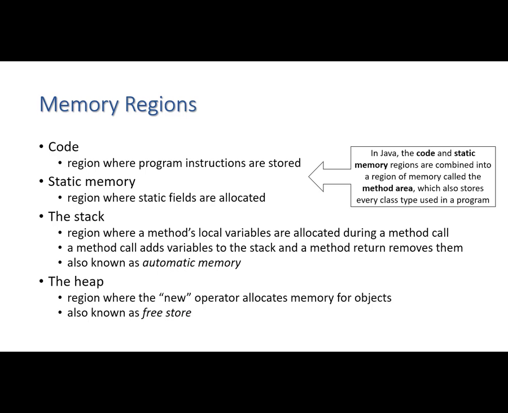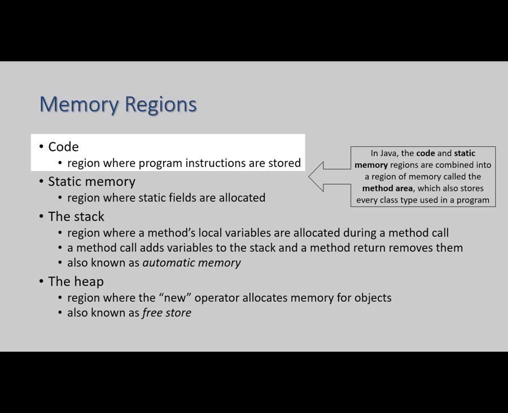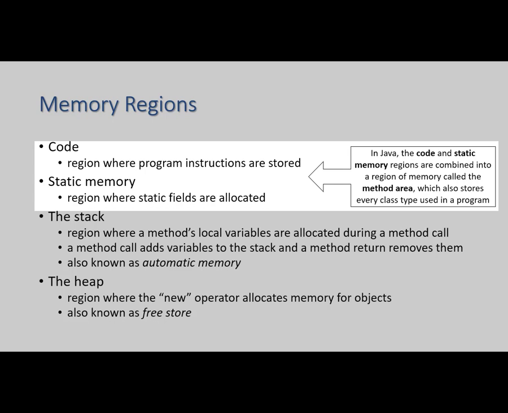The region where program instructions are stored is known as the code region. The region where static fields are allocated is called static memory. The name static comes from these variables not changing. Static means not changing. They are allocated once and last for the duration of a program's execution, their addresses staying the same. In Java, the code and static memory regions are actually integrated into a region of memory called the method area. This method area also stores information for every class type used in the program.